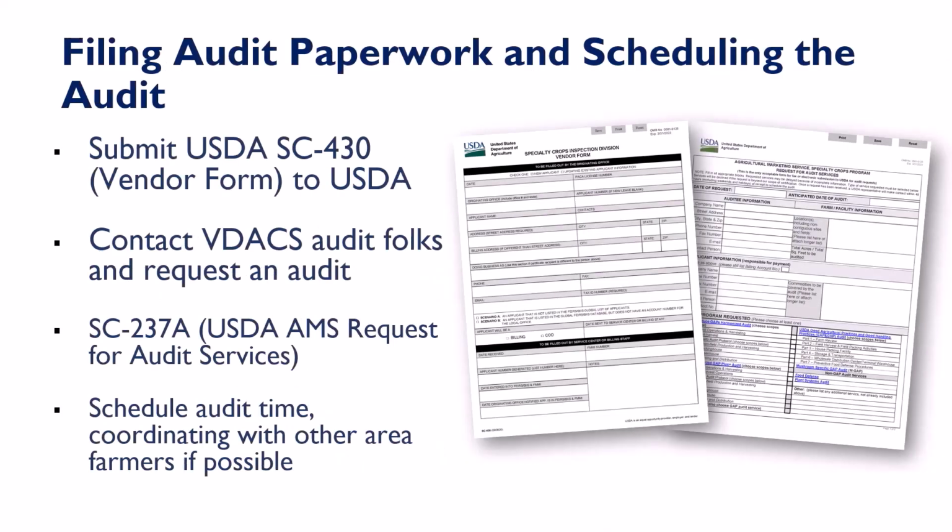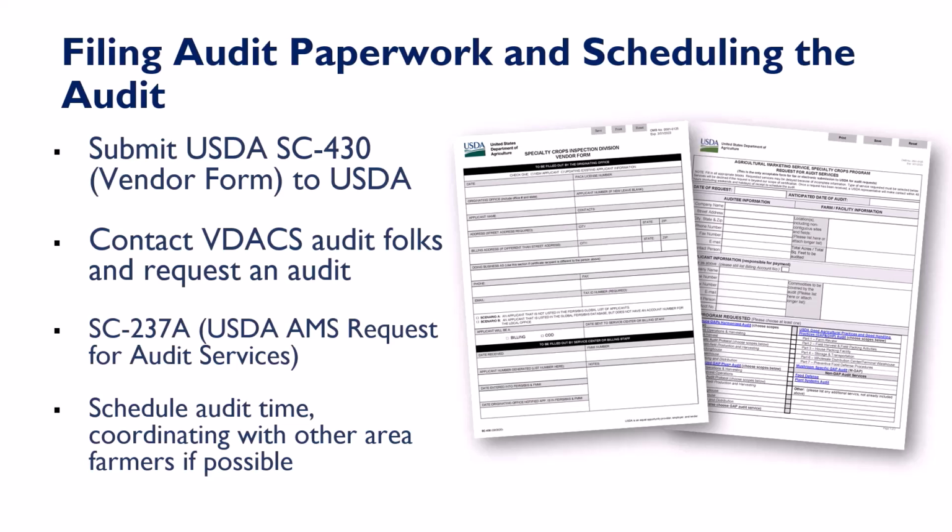Concurrent with working on your food safety plan manual and on-farm implementation, you will need to submit the USDA SC-430 vendor form to USDA. Once your manual is complete, all standard operating procedures are written and being followed, and applicable records are kept, you should request an official audit. In Virginia, USDA audits are administered through the Virginia Department of Agriculture and Consumer Services, Division of Marketing. VDACS inspectors act on behalf of the USDA to perform the official audit as an independent third party.